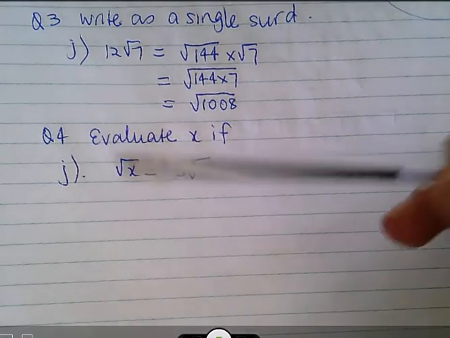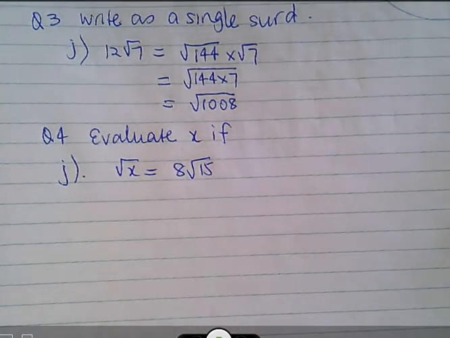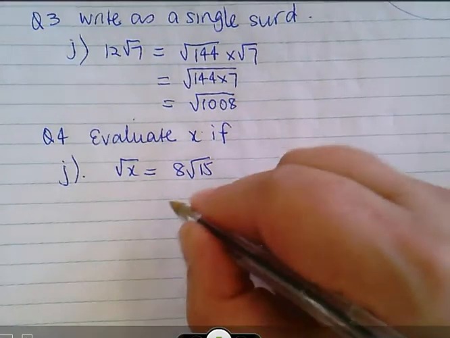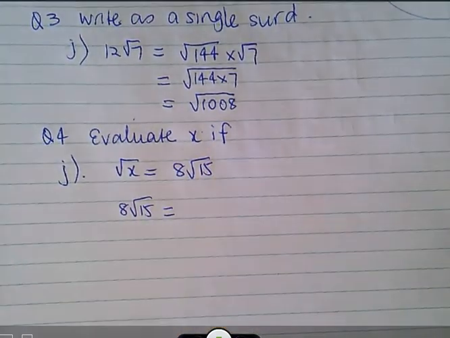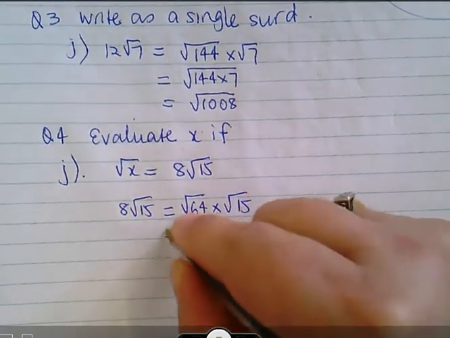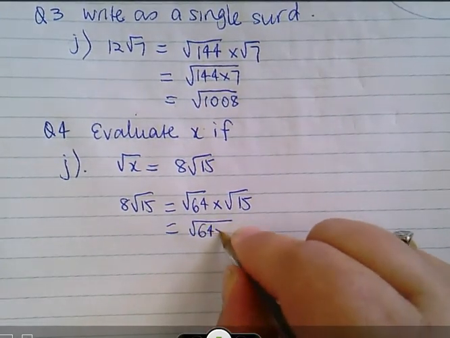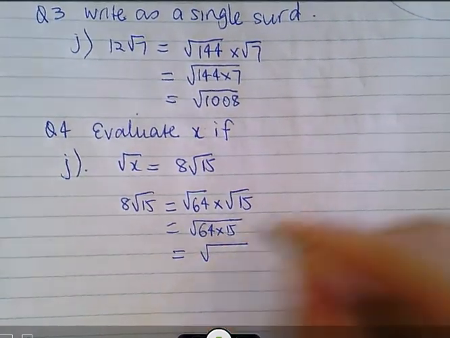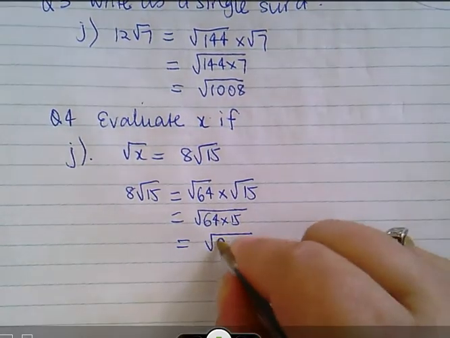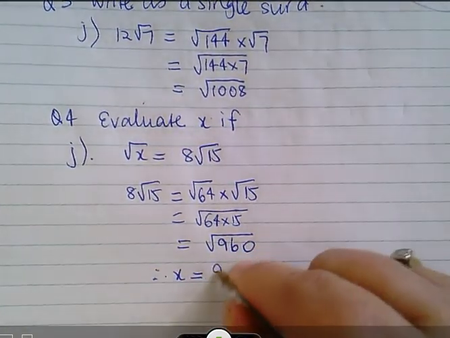So you might see question 4 is identical to question 3. They want 8 root 15 written as a single surd. But you'll see it written like this. Evaluate x if root x equals 8 root 15. So we just say that 8 root 15 equals, where did the 8 come from? Square root of 64 times square root of 15. We know from the properties of surds that we can multiply the 64 and the 15 together. You don't have to show this step that I've just written. But 64 times 15 is 960. So therefore x equals 960. Okay.